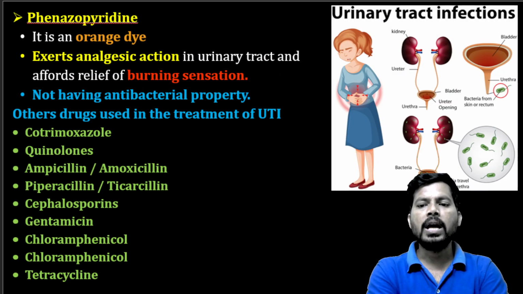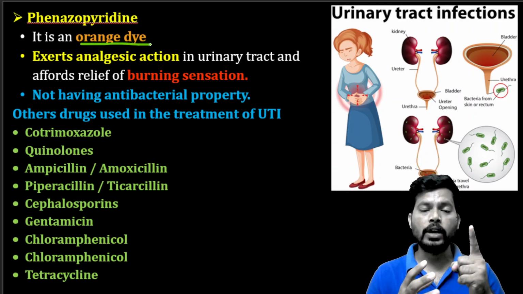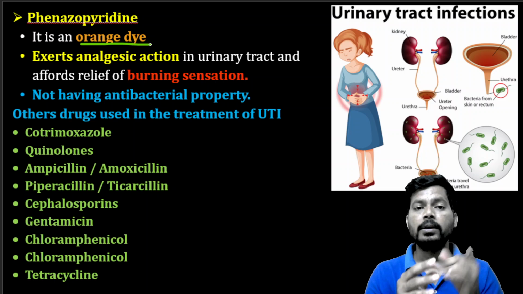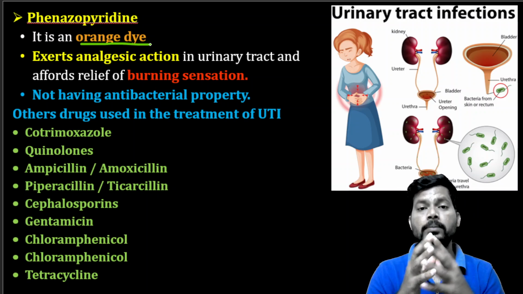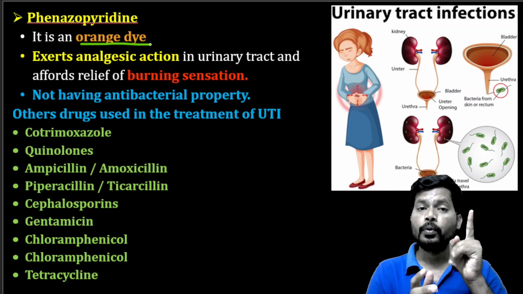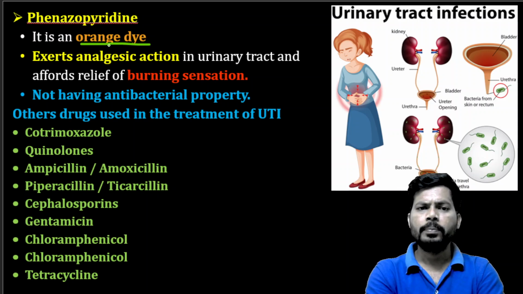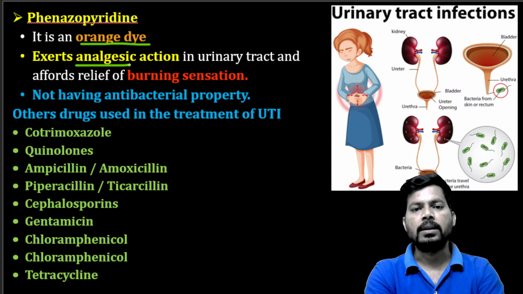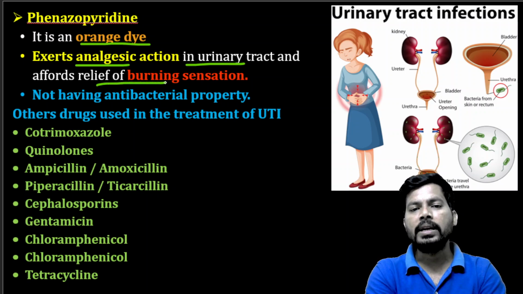Next is phenazopyridine. It is an orange dye compound containing a phenyl group, an azo group, and a pyridine ring. Phenylazo means the phenyl group has an azo link, N double bond N, and pyridine. So phenylazopyridine, an orange dye, exerts analgesic action, meaning it reduces pain in the urinary tract and affords relief of burning sensation.